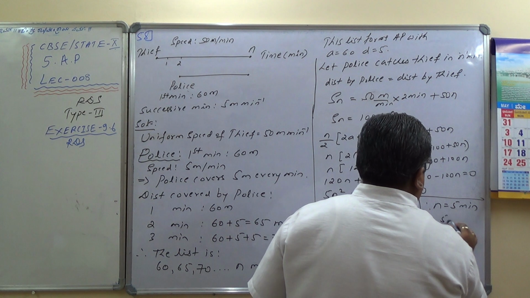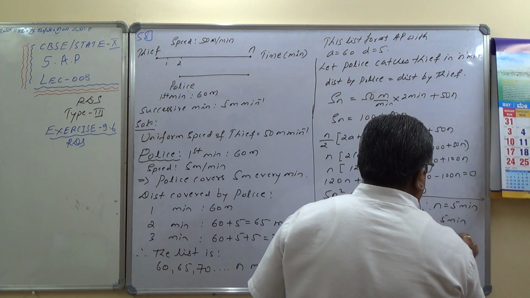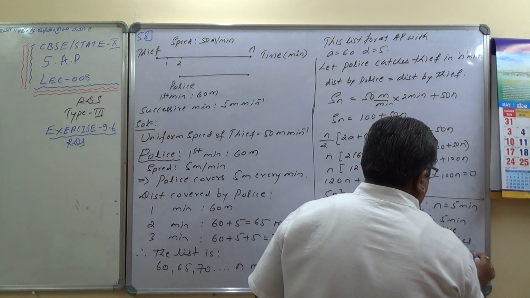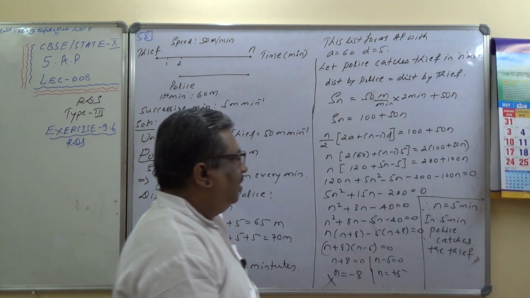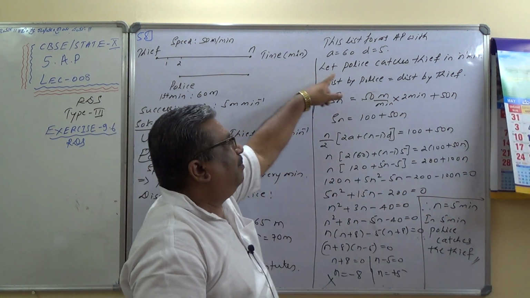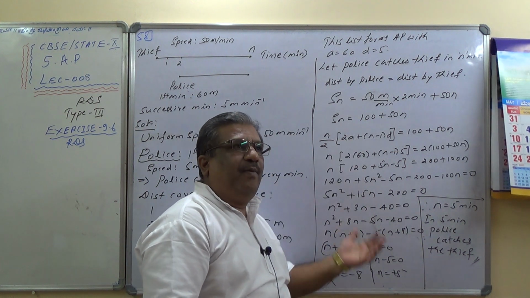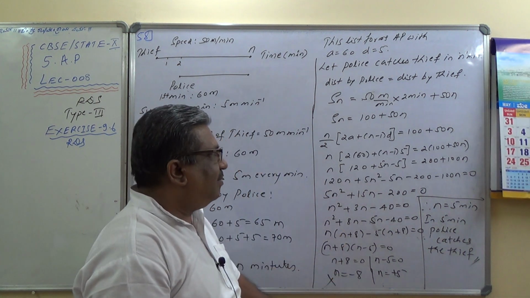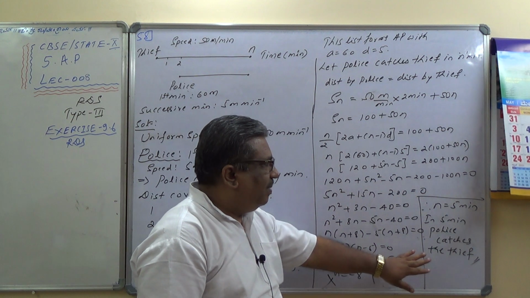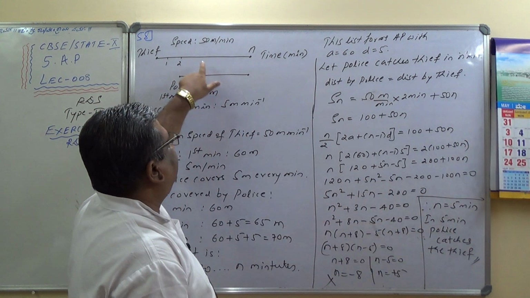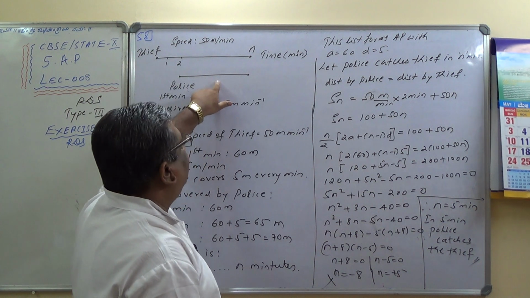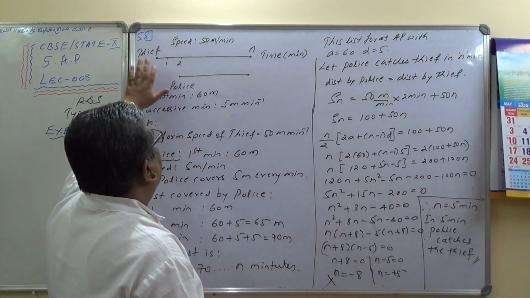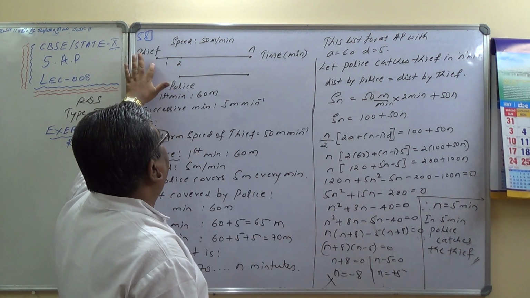So in 5 minutes police catches the thief. From when? From the moment the police starts. From the moment the thief starts, 7 minutes it is. So I have to check the answer in R.D. Sharma, and then finally write here. Because let the police catch the thief in n minutes, 5 minutes. So the moment police starts, in 5 minutes he catches the thief. But actually, the thief is caught from the time the thief starts running.